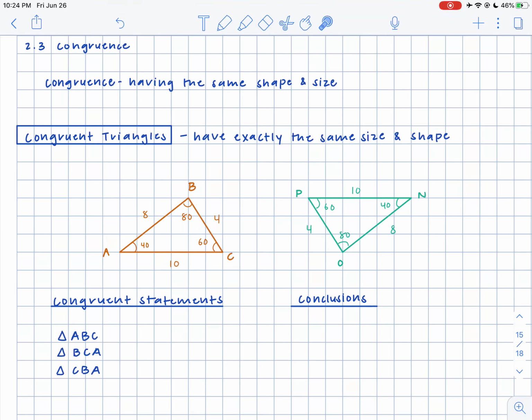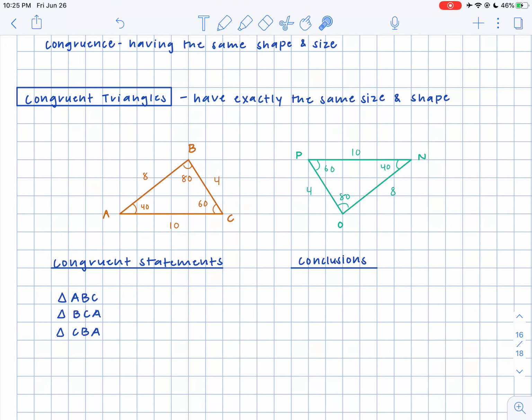Okay, so I drew two different triangles here, and we would say these two triangles are congruent to each other because you can see they have the same measures for the interior angles, 40, 60, 80, and they also have the same measures for their segments, 8, 4, and 10. Now you can see it's flipped, but if you were to transform it, which we will get into later, you can see that they will overlap with each other and they are congruent. But also looking at the measures can indicate congruency.